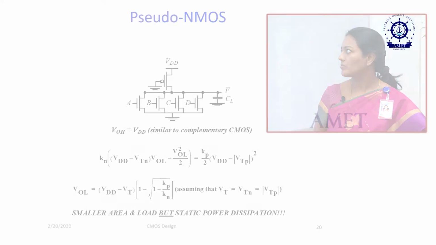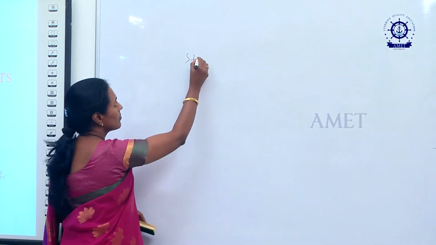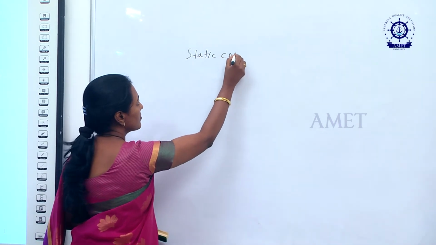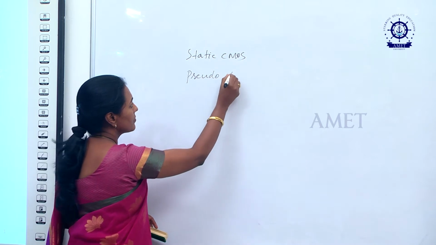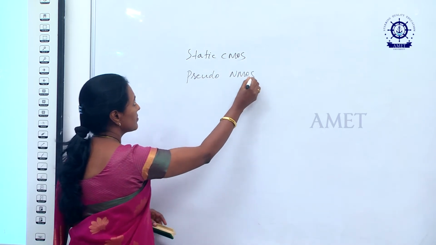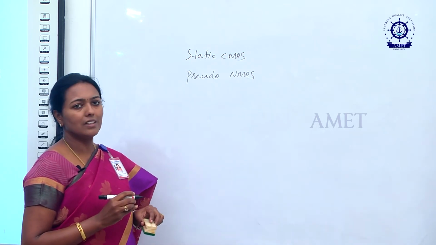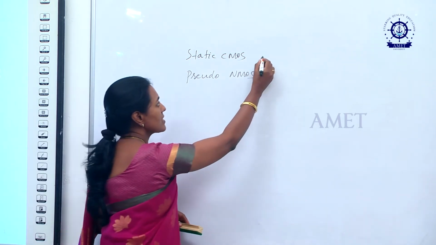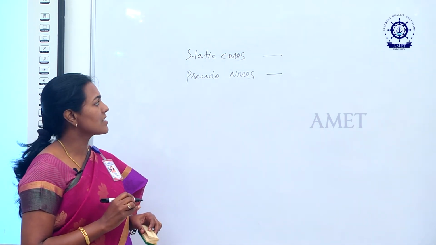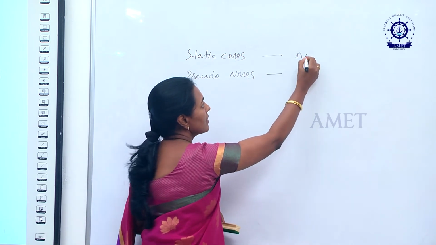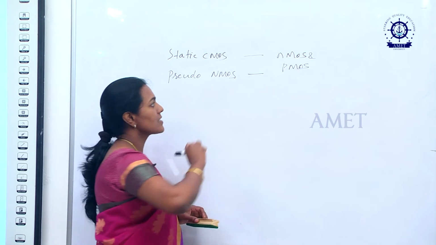So far we have discussed static CMOS, pseudo NMOS. Let us try to understand the differences between static CMOS and pseudo NMOS. Static CMOS consists of both NMOS as well as PMOS. It occupies more space.